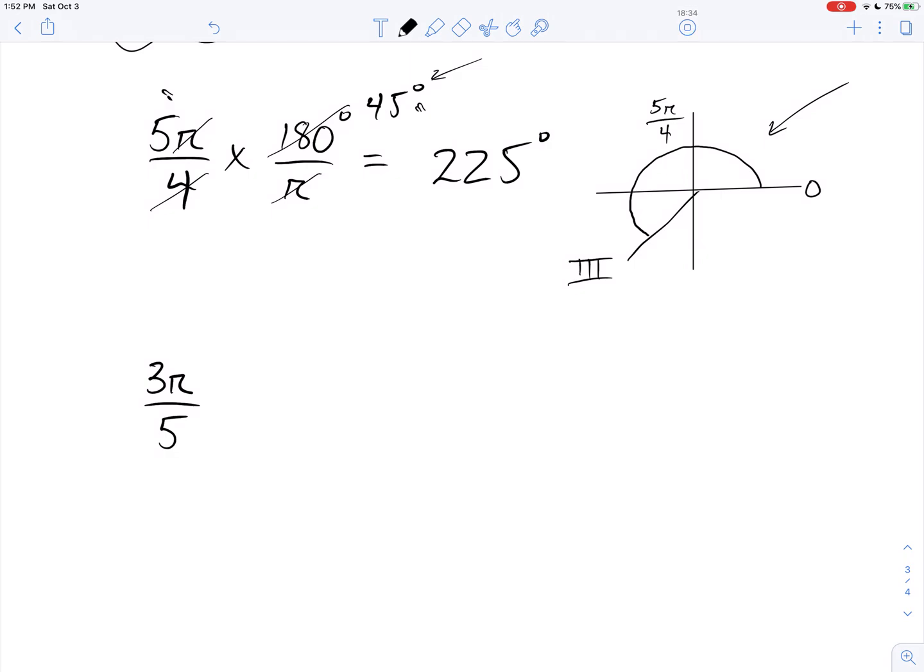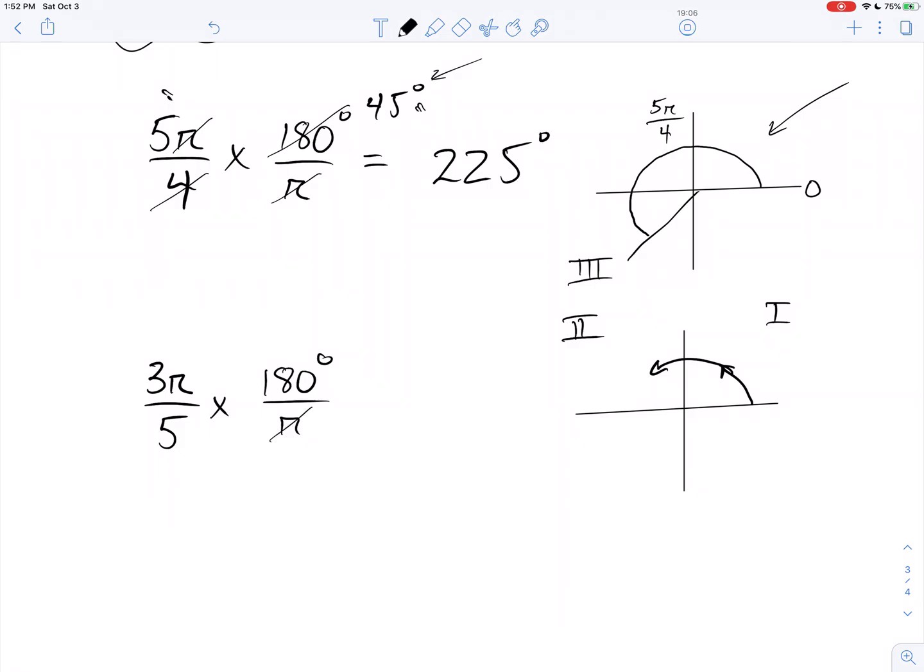Well, me personally, I know that if I were to draw just a quick little sketch here, that 3 pi fifths must be, what, in here somewhere? Is it here somewhere? Is it quadrant 1? Is it quadrant 2? Well, let's figure it out. I'm going to take 180 over pi. Let's figure it out for sure. Never guess when you can actually find out the answer to something.